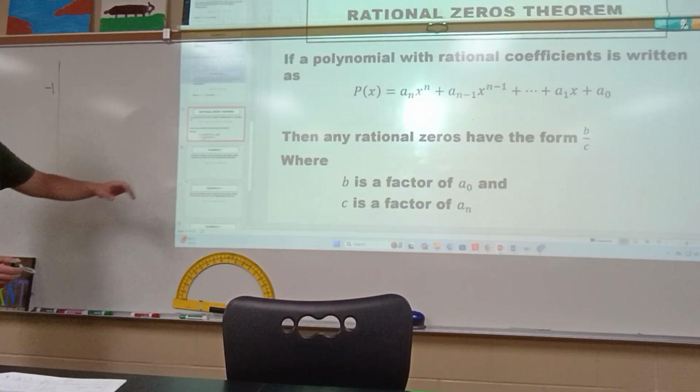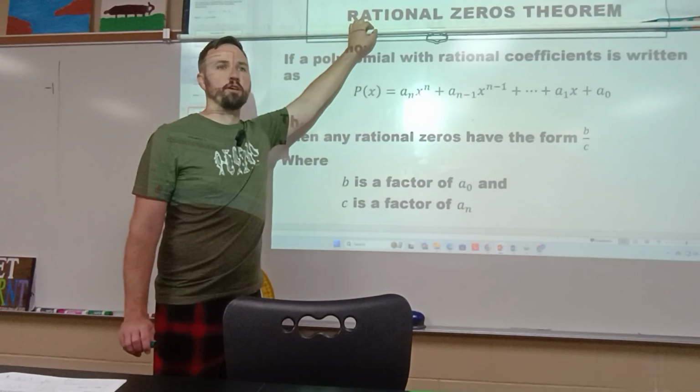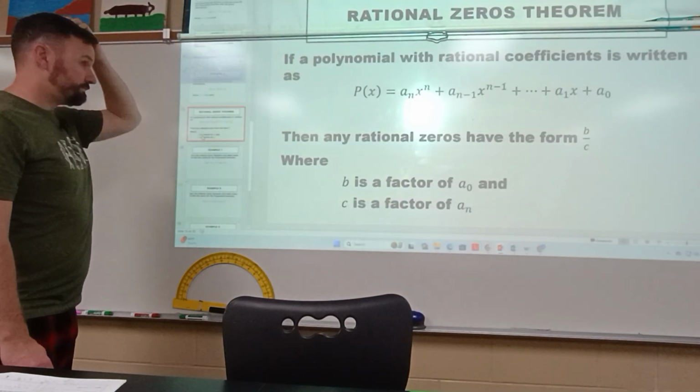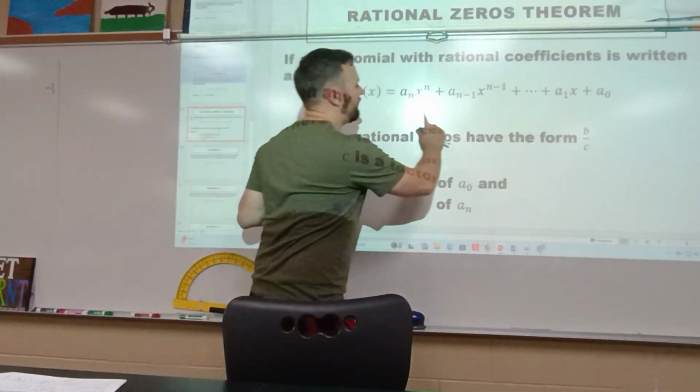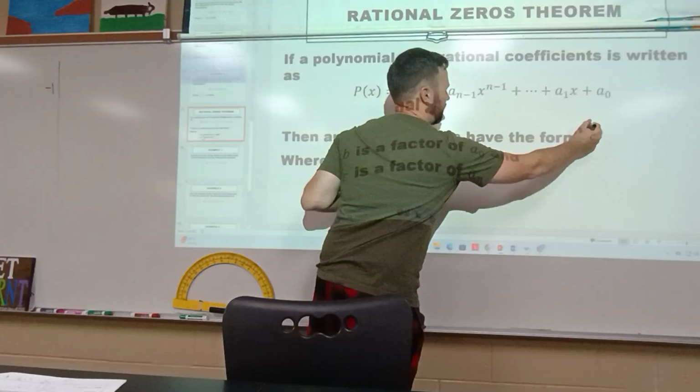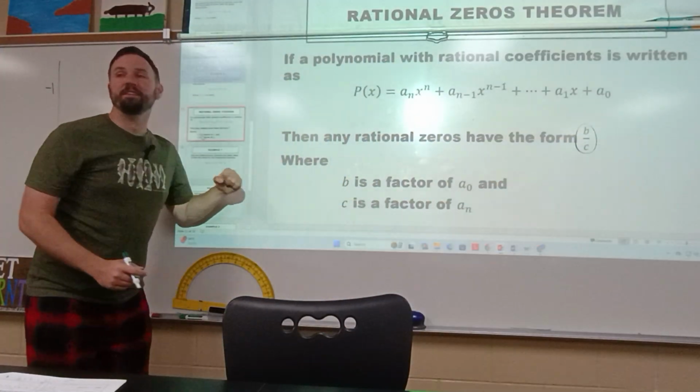What I do is this is called the rational zeros theorem. You don't need to know the name of it. But given a giant polynomial, I can list my possible zeros by doing B over C.